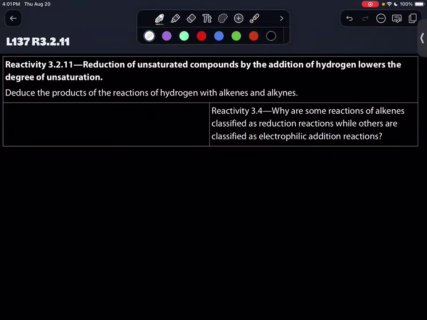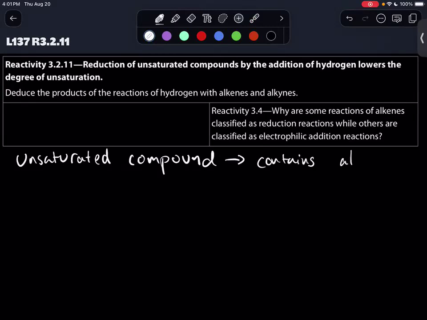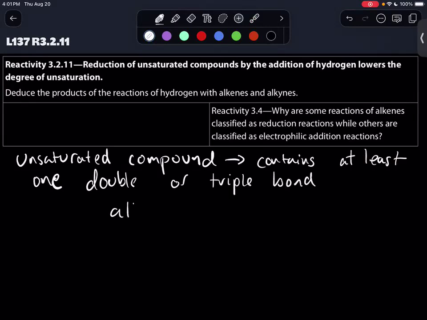So let's just quickly go over what an unsaturated compound is. We've talked about these before, but basically it's any organic compound that contains at least one double or triple bond. So like alkenes and alkynes. These are going to be unsaturated compounds.